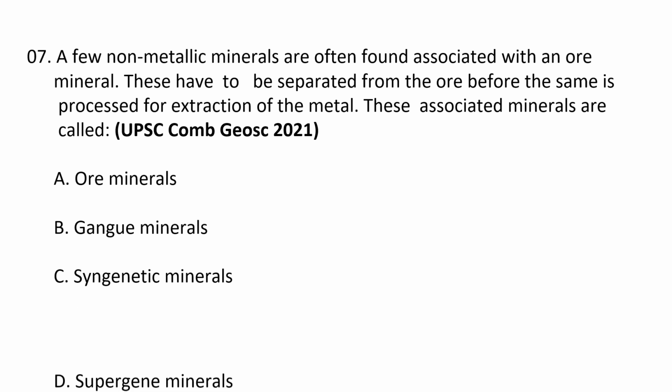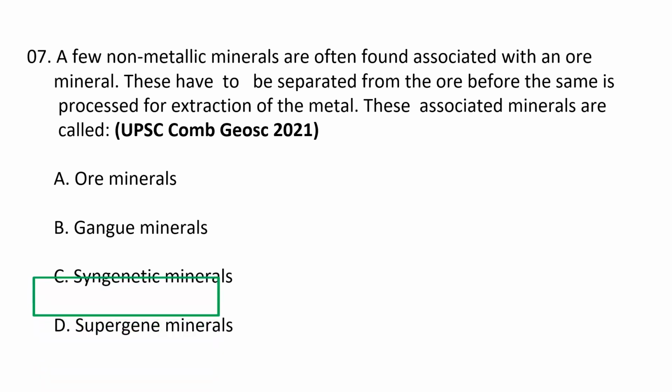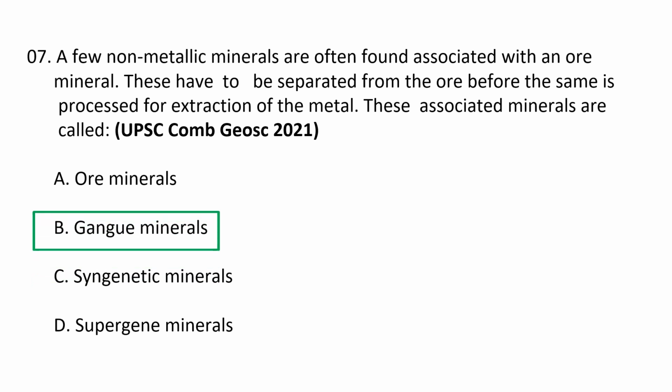A. ore minerals, B. gangue minerals, C. syngenetic minerals, D. supergene minerals. So the correct answer is B, gangue minerals. Gangue refers to the impurities in the ore such as the sand and stony stuff, etc.